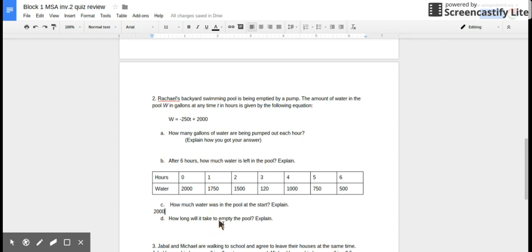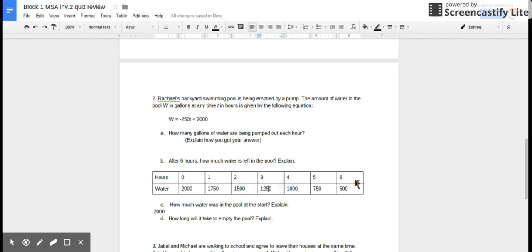So how long will it take to empty the pool? For the next question. Well, we start at 2,000, then we go to 1,750, 1,500. Whoops, forgot a 0 there. That's going to be 1,250, sorry guys. Then 1,000, then 750, then 500. So we're losing 250 each time.